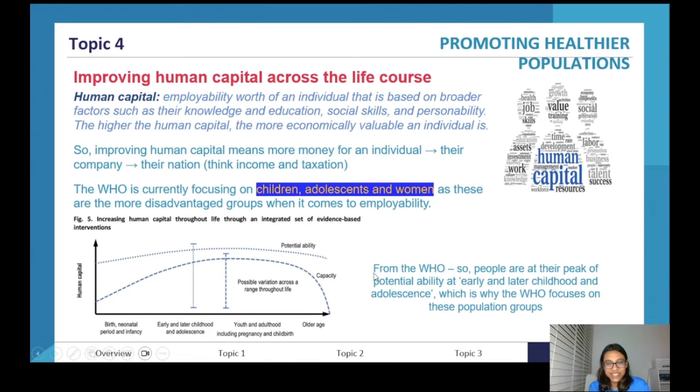Okay, so then we've got a little message from the WHO. People are at the peak of their potential ability at early and later childhood and adolescence. So we can look at the graph here as well to see that. So that's why the WHO focuses on these population groups to promote healthier populations.